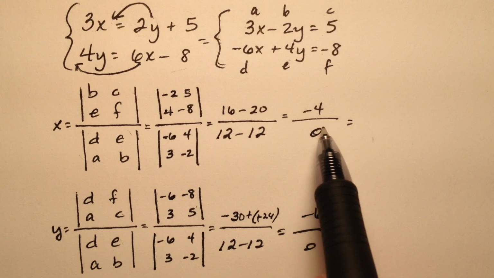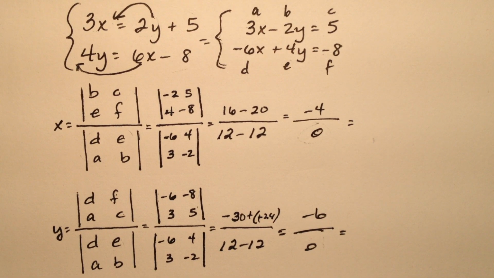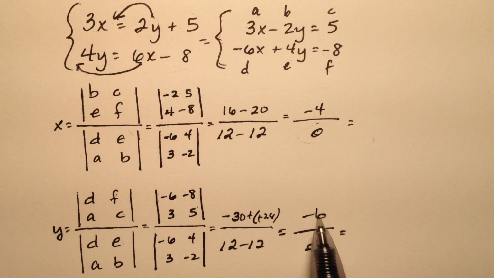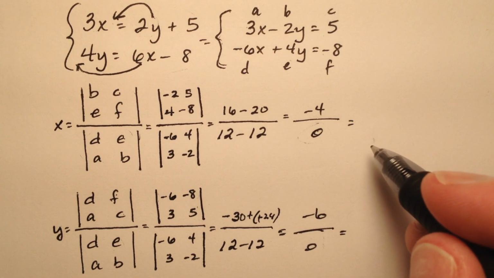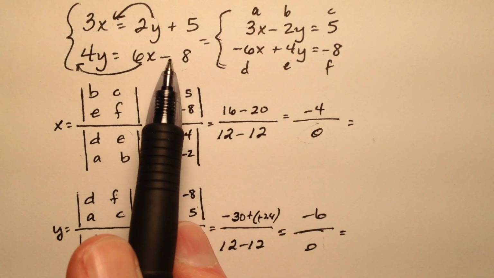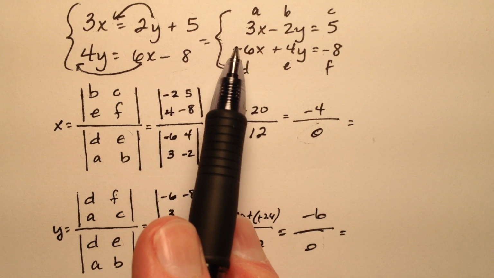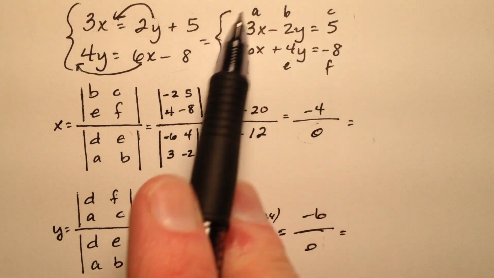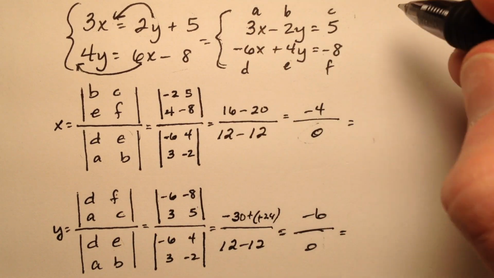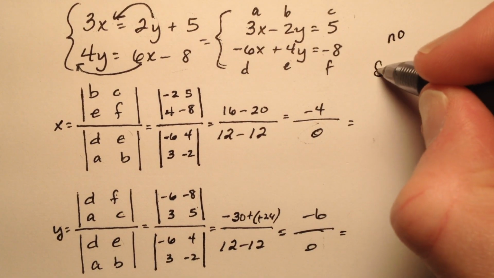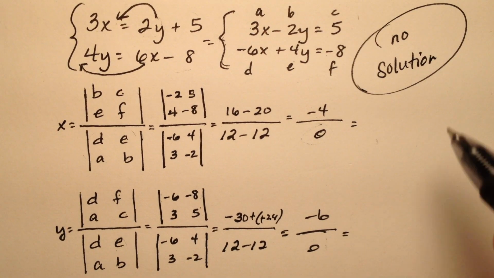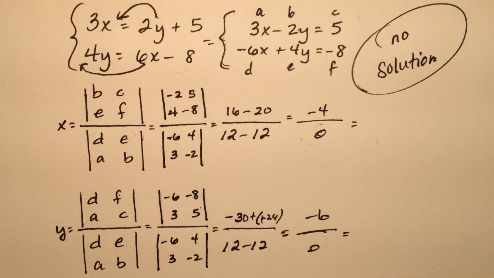So because my coefficient matrix had a determinant of 0, and because neither of these numerators was 0, I know that this is going to be a system that has two parallel lines. So these lines are never going to intersect. So the solution for this system is in fact no solution, because the lines ultimately are parallel and never cross.